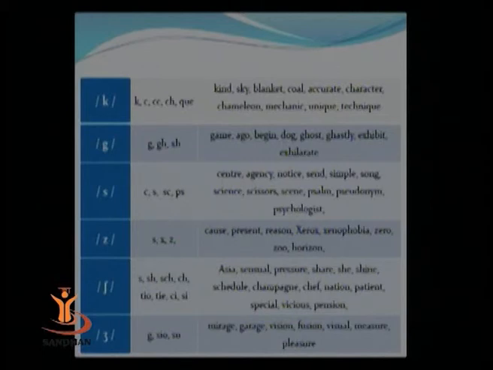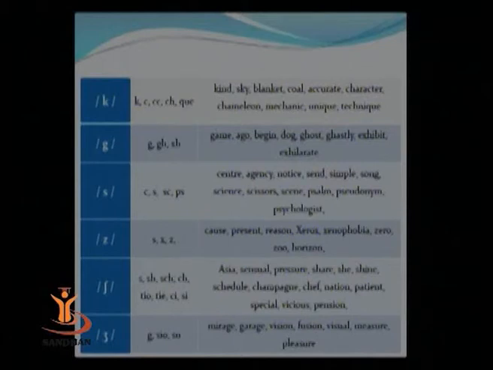As I told you earlier, k, c, cc, ch, q, ue represent the k sound. For example: kind, sky, blanket, coal, accurate, character, chameleon, mechanic, unique, technique. g, gh, and xh represent the g sound. Game, ago, exhilarate, ghastly, exhibit, dog, ghost. c, s, sc, ps produce the s sound. Center, agency, notice, sand, simple.